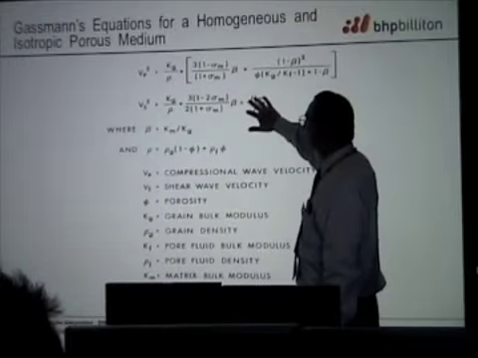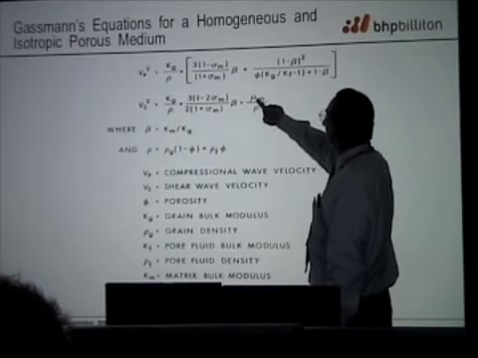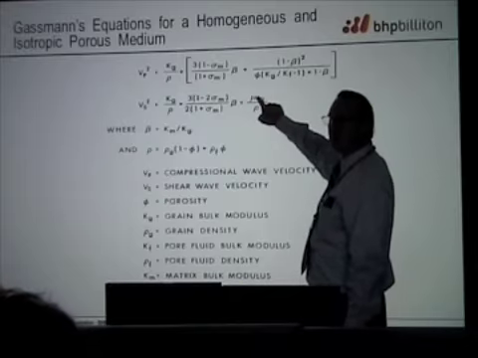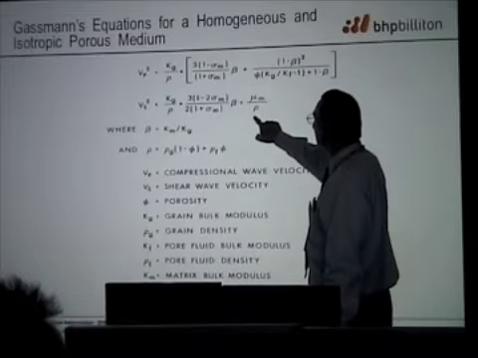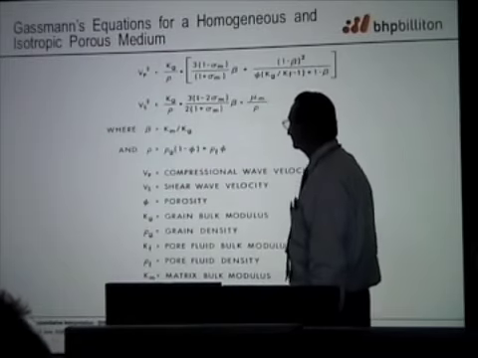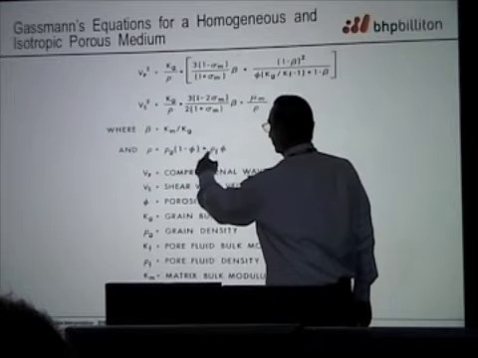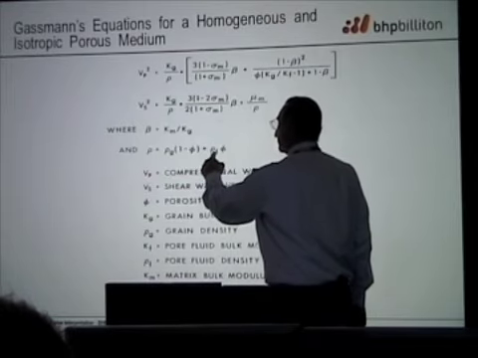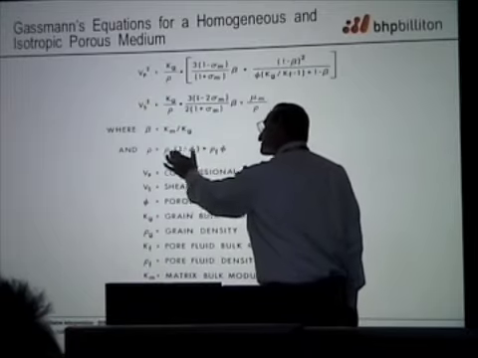Let's think about what happens to this equation. Mu sub m doesn't change. It's a property of the matrix and doesn't have anything to do with the fluid. So the only fluid dependence comes here. That's rho g times 1 minus phi plus rho f times phi. The change is going to be all in here. Well, let's look at the size of these terms.